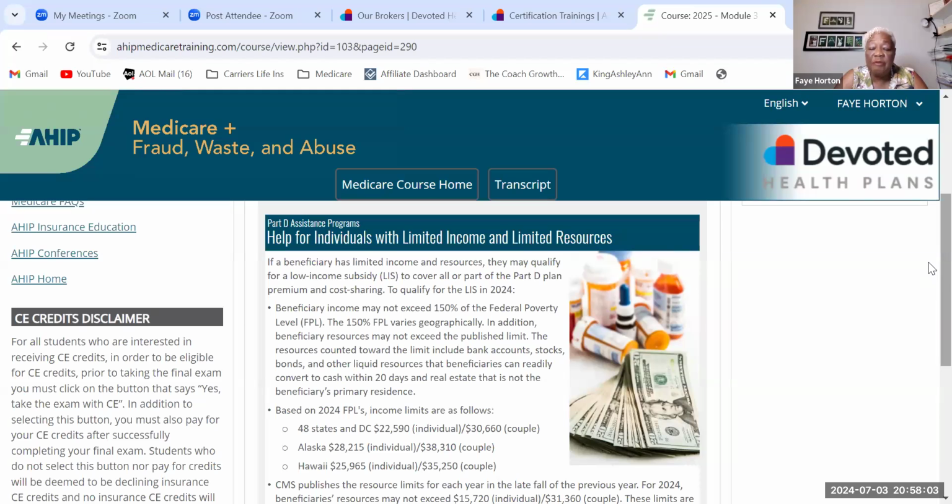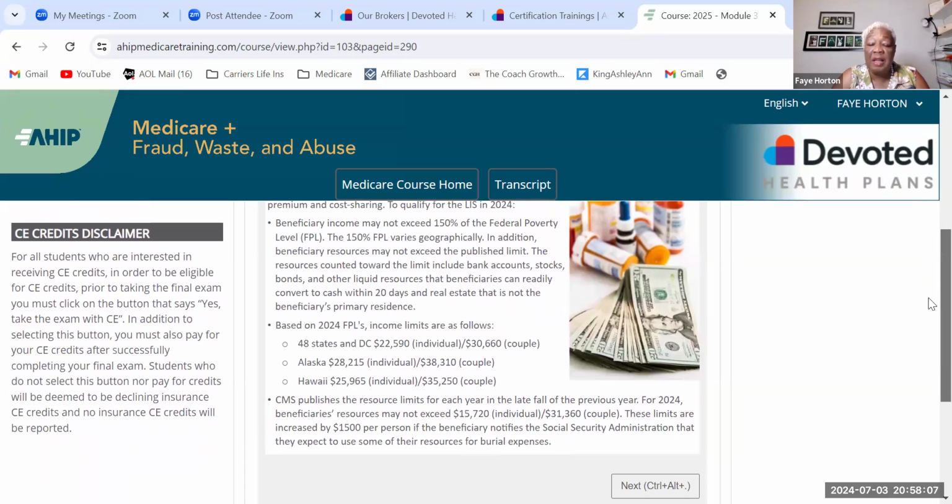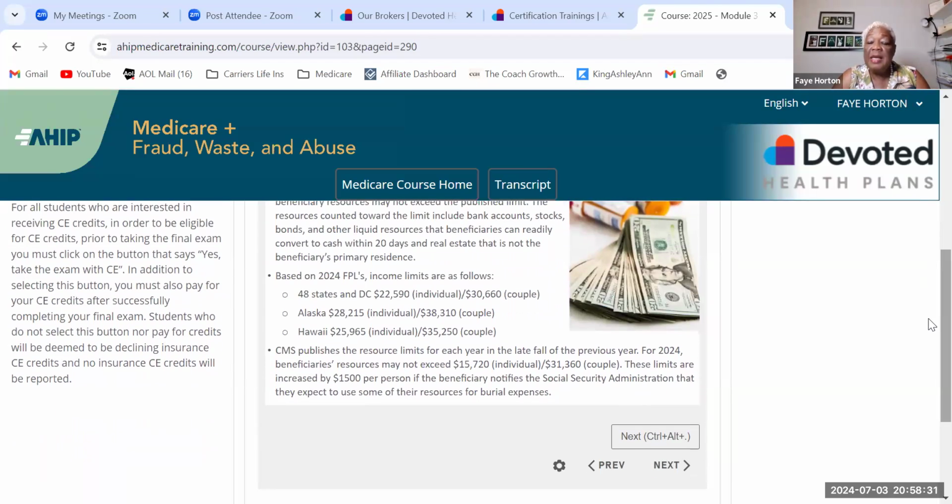Based on 2024 federal poverty levels, income limits are as follows. 48 states and DC, it's $22,590 individual, $30,660 couple. For Alaska, it's $28,215 individual, $38,310 couple, and Hawaii is $25,965 individual, $35,250 couple.